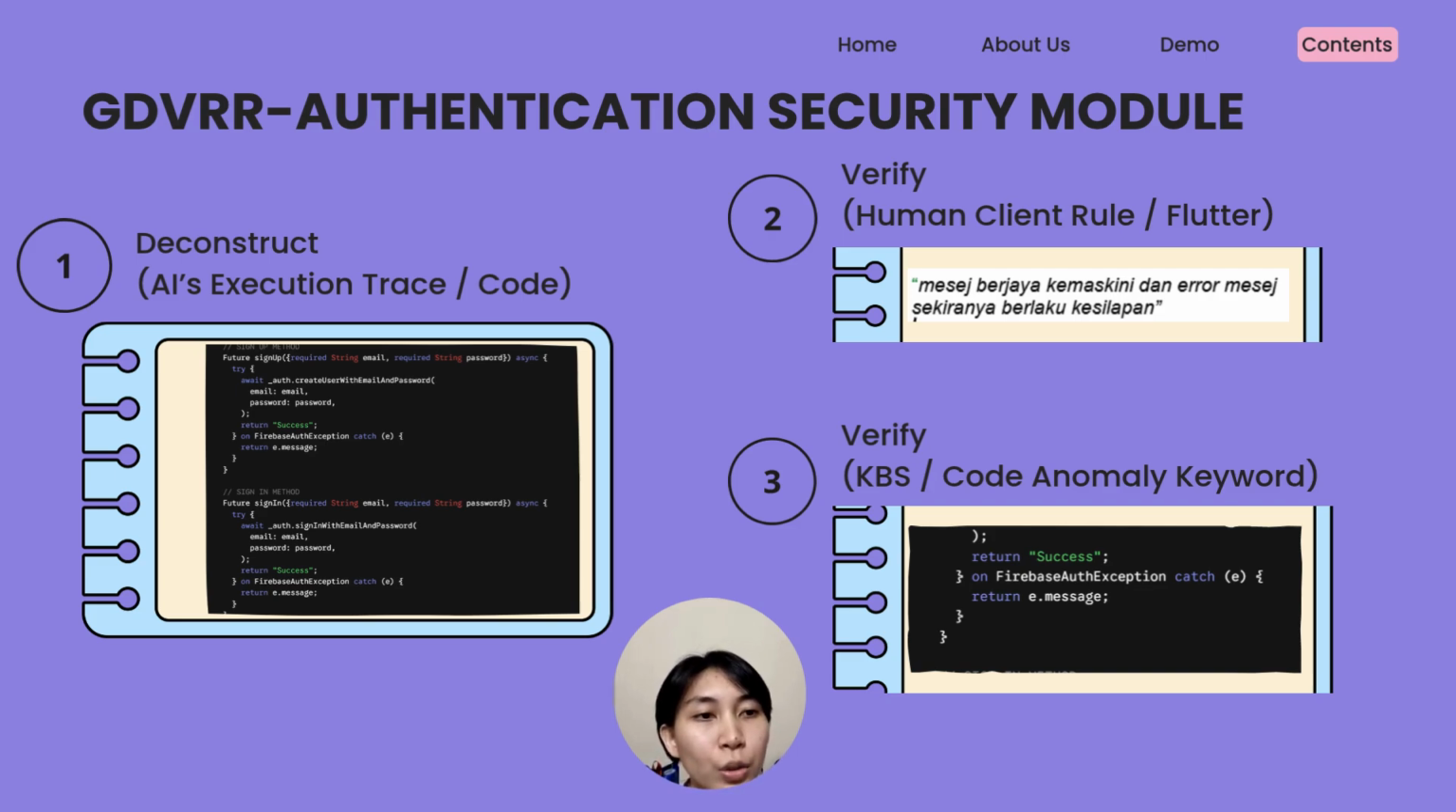And for number three, I verify and I find the code anomaly keyword, which is generic error propagation, which is e.message, the last one in the picture. So this e.message is not specific enough to inform the user what kind of error is happening and what should be fixed in real time.